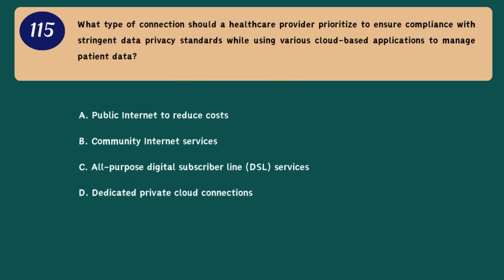Question 115. What type of connection should a healthcare provider prioritize to ensure compliance with stringent data privacy standards while using various cloud-based applications to manage patient data? A. Public internet to reduce costs. B. Community internet services. C. All-purpose digital subscriber line services. D. Dedicated private cloud connections.